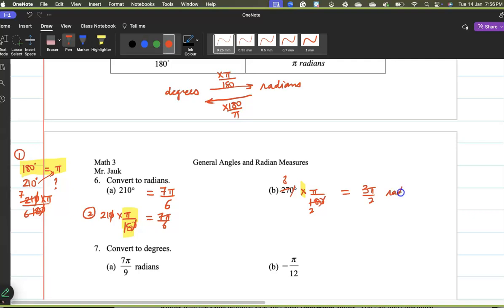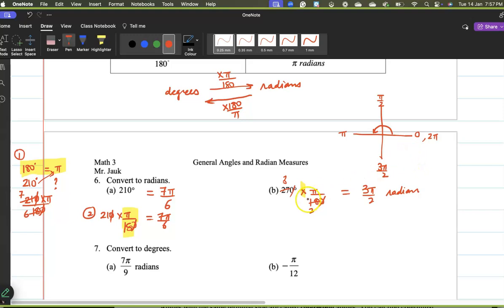So what you need to remember is this is 0 radians, pi by 2 radians, pi radians, 3 pi by 2, 2 pi. So you can remember like this: pi by 2, 2 pi by 2, 3 pi by 2, 4 pi by 2, 5 pi by 2, 6 pi by 2, 7 pi by 2, 8 pi by 2 and so on.